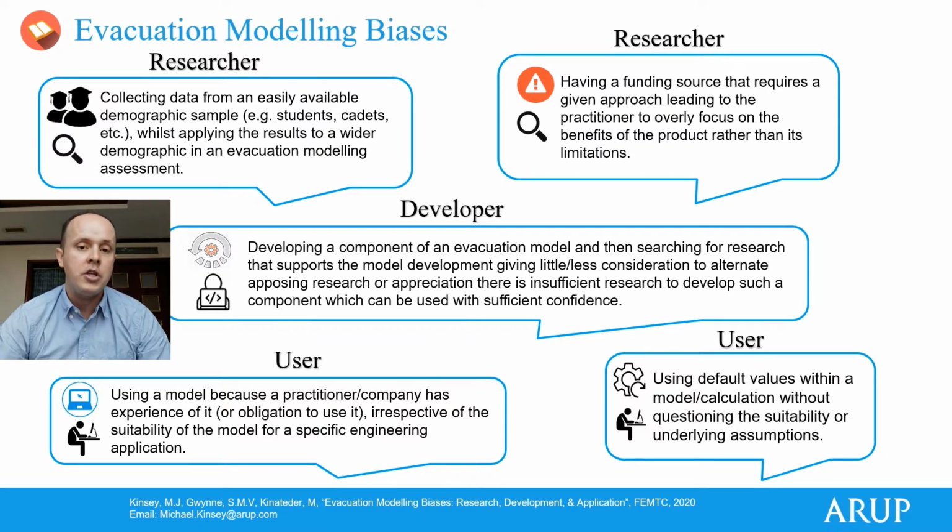In terms of evacuation model development, a bias may occur when a developer develops a component of an evacuation model initially, then searches for research to support the model, giving little or less consideration to alternate opposing research, or appreciation that there is insufficient research to develop such a component, which perhaps suggests it can't be used with sufficient confidence. We know it's very easy to develop models to give the appearance of a given behaviour being represented, but it's harder still to say whether we have enough understanding in the real world to develop such a model.